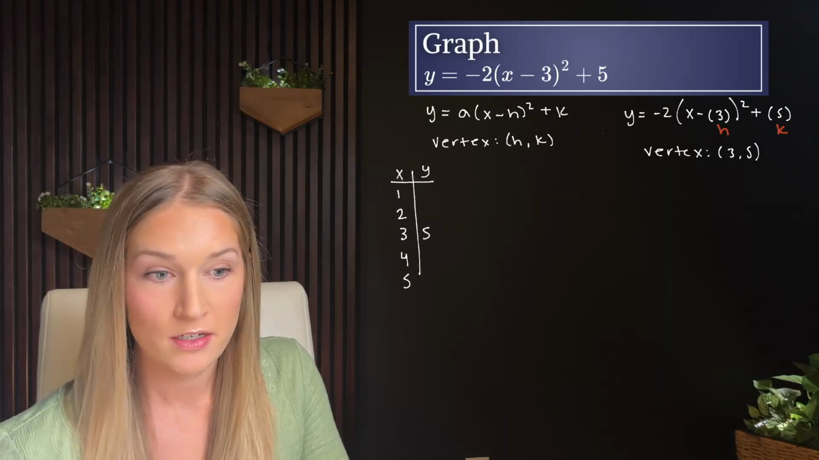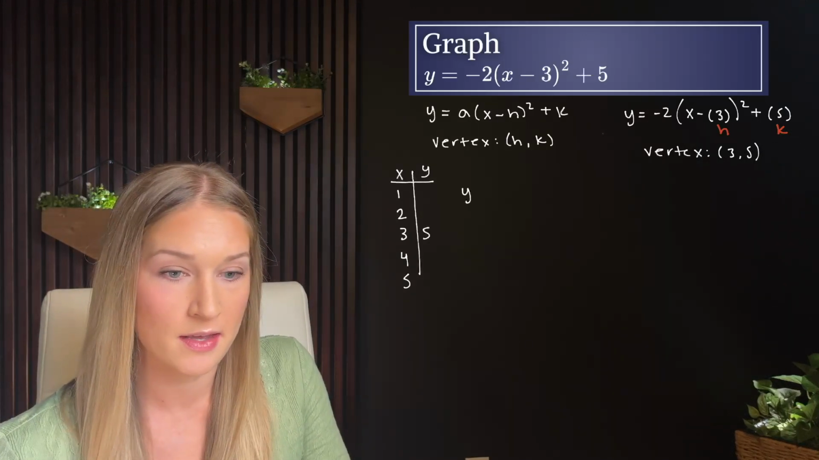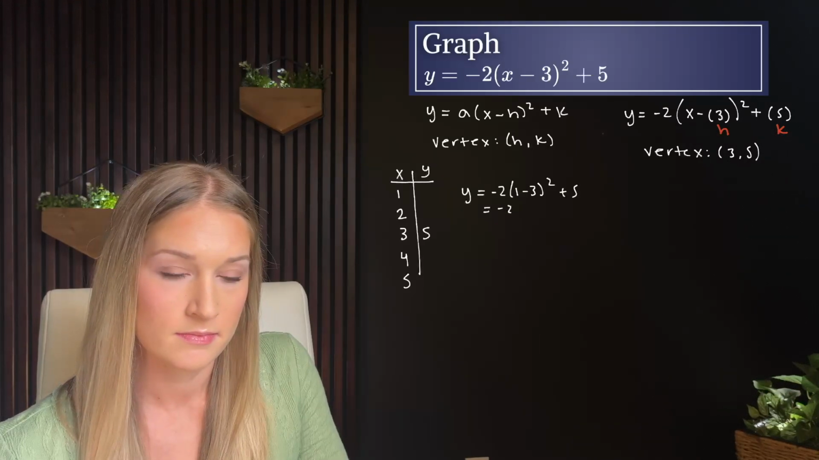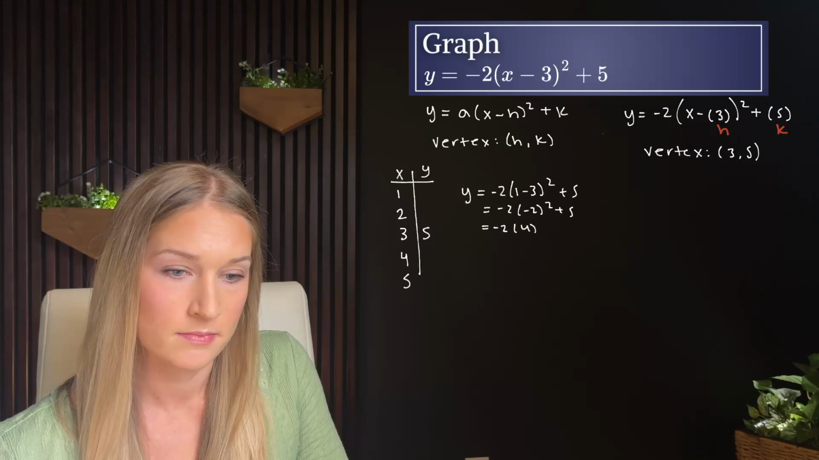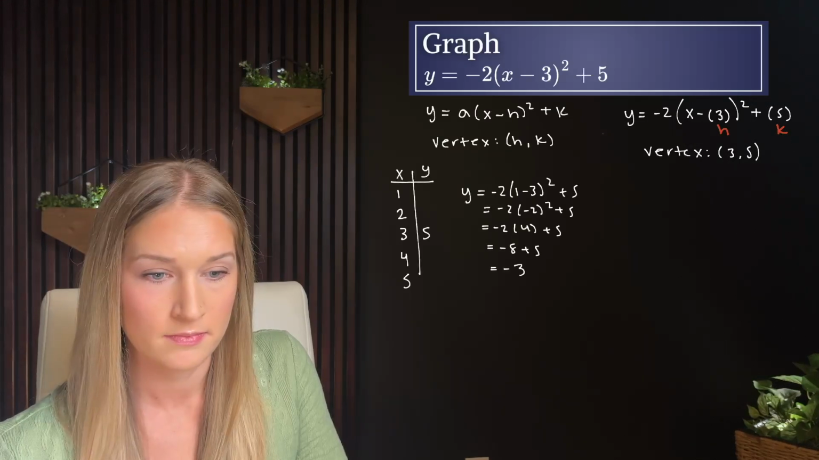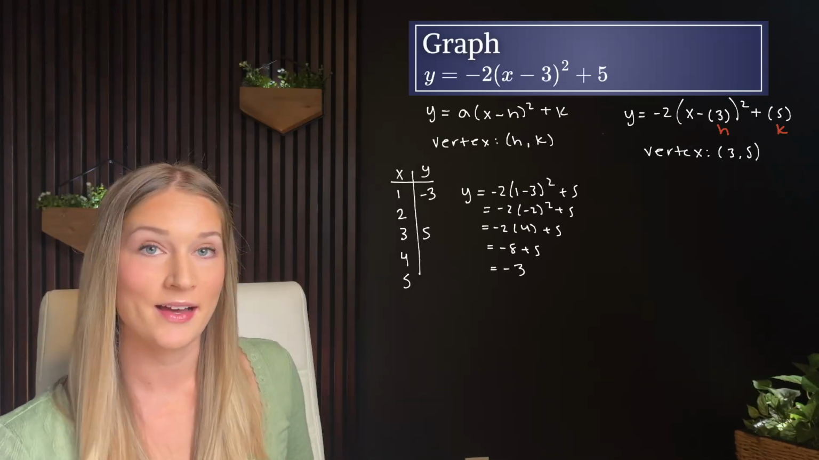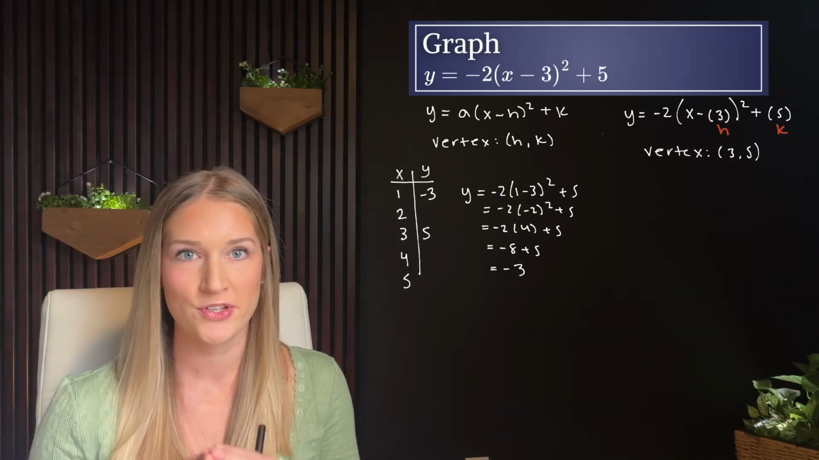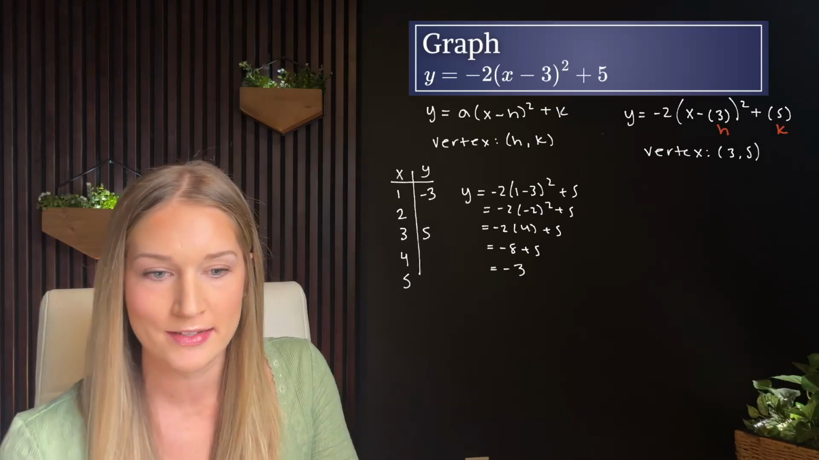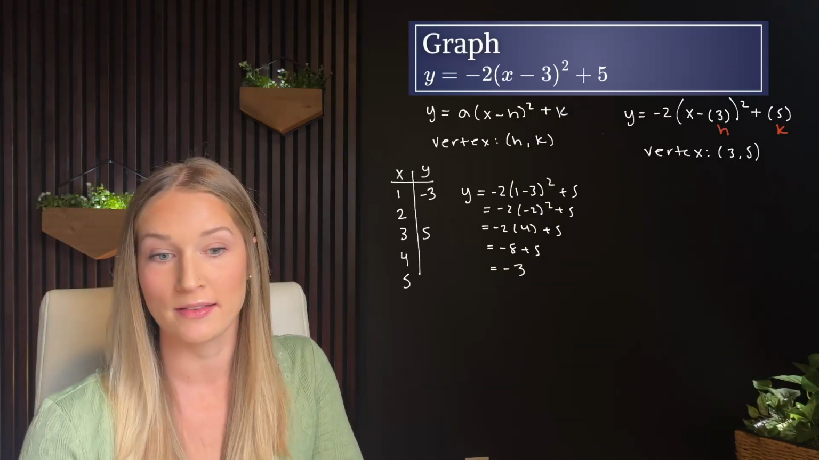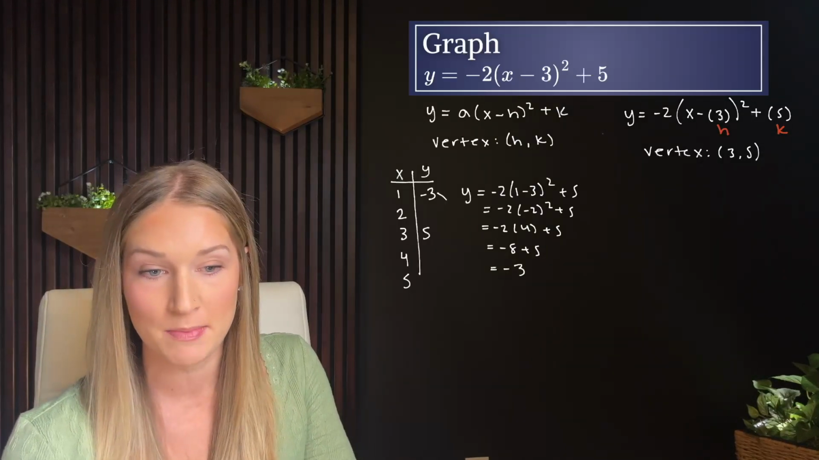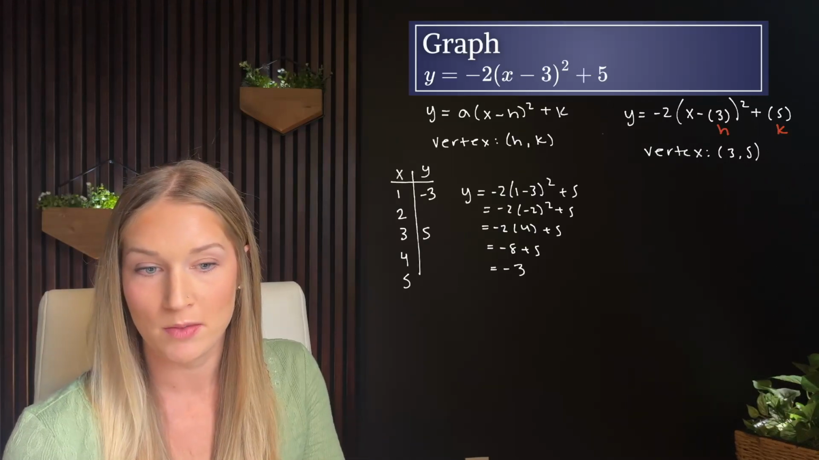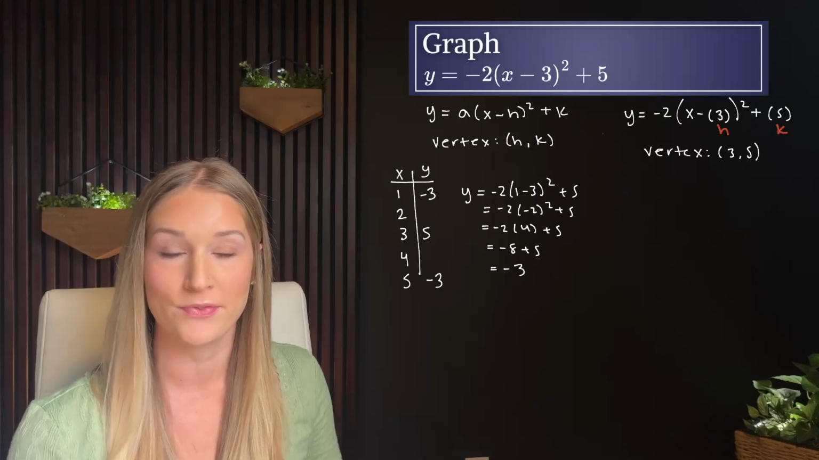What I'm going to do from here is just take these x values and plug them in and see what y values I get out. I plugged in 1, I got negative 3. Remember, parabolas are symmetric, and I chose to create my table so that I went equal increments away from my vertex. So that means 2 units to the left of my vertex is going to give me the same output as 2 units to the right of my vertex. So if I plug in a 5, I'm going to get out that same output of negative 3.